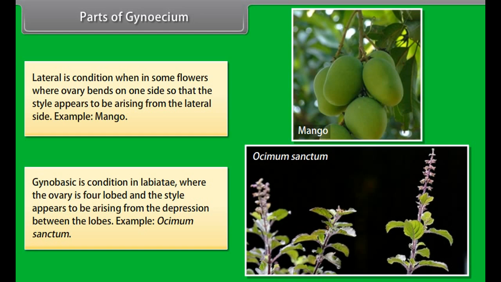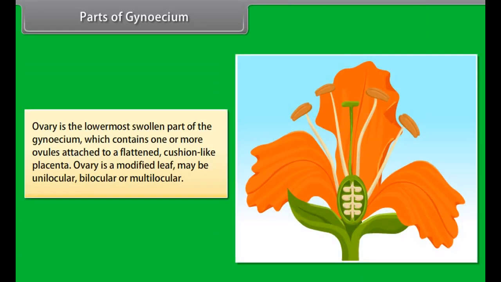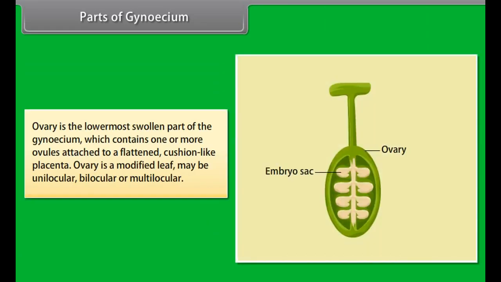Example, Ocimum sanctum. The ovary is the lowermost swollen part of the gynoecium, which contains one or more ovules attached to a flattened, cushion-like placenta. The ovary is a modified leaf, and may be unilocular, bilocular, or multilocular.